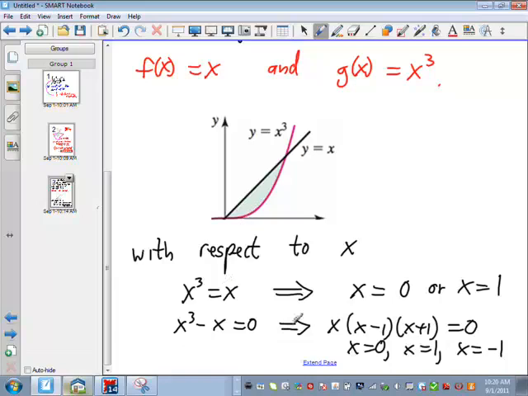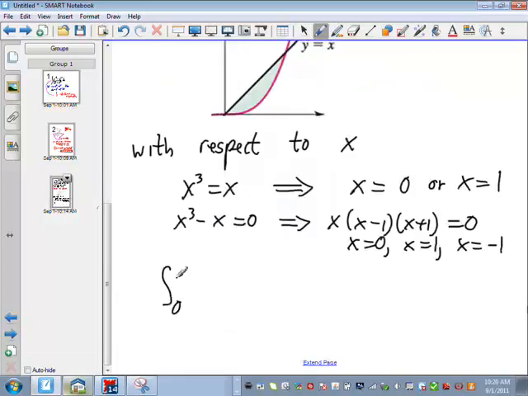Okay. Very simply, the integral from 0 to 1 of, which one's bigger, x minus x cubed. No problem. We'll do it with respect to y in a second. One half? I think it's 1/2. I'm sorry, 1/4. I think it's 1/4.